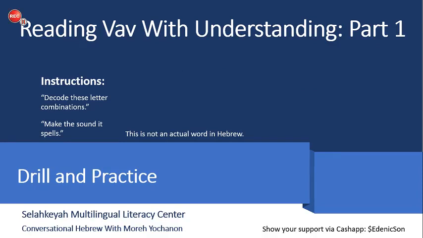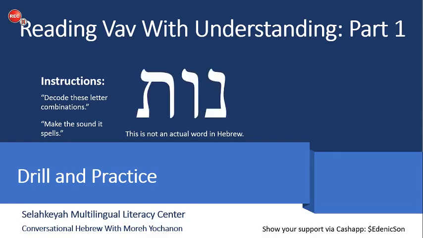Moving right along to the next example, we have noon makes the n sound, we have vav makes the o sound, and we have tav makes the t sound. N-ot, note, note.